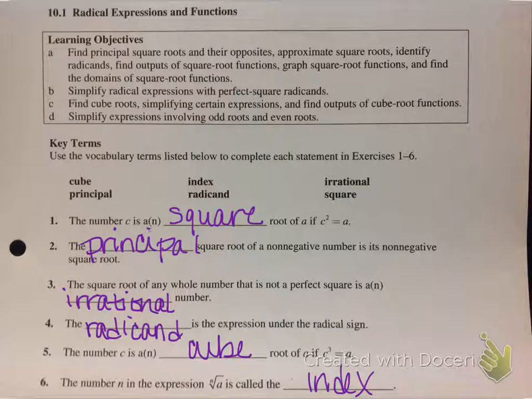The number c is a cube root of a if c cubed equals a. And the number n in the expression nth root of a is called the index. And this will make more sense once we start looking at some examples.